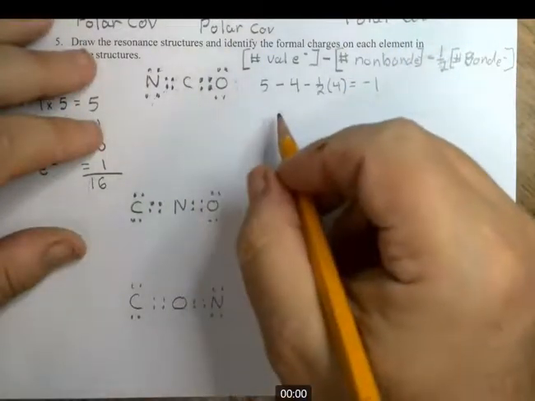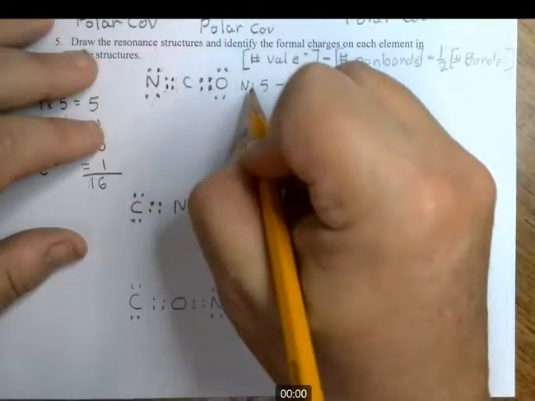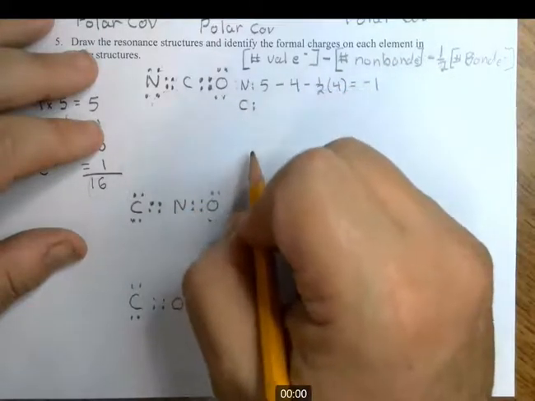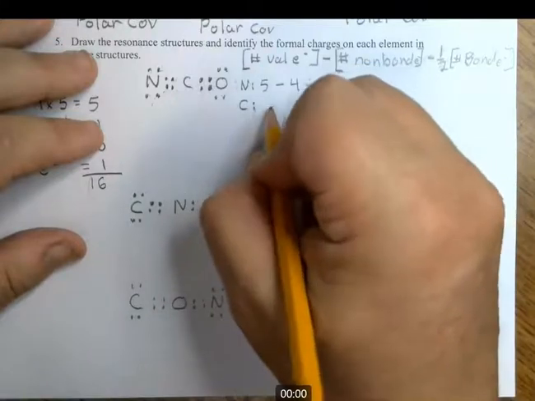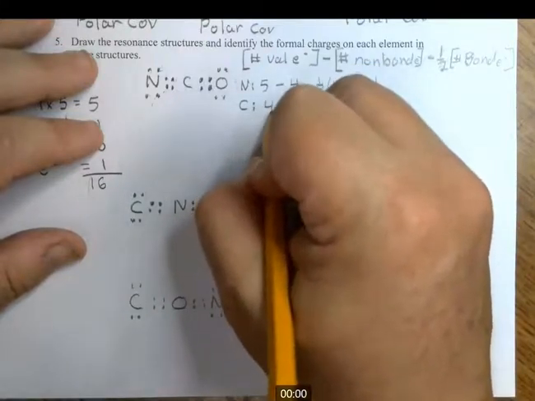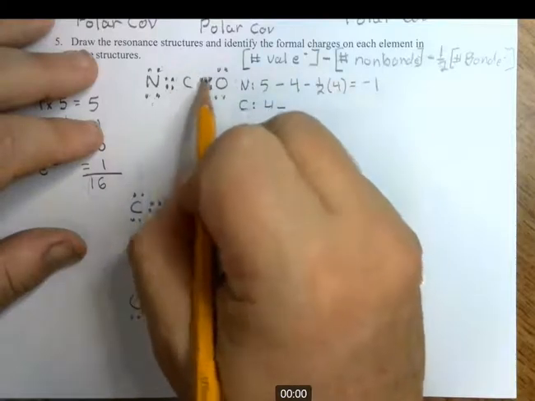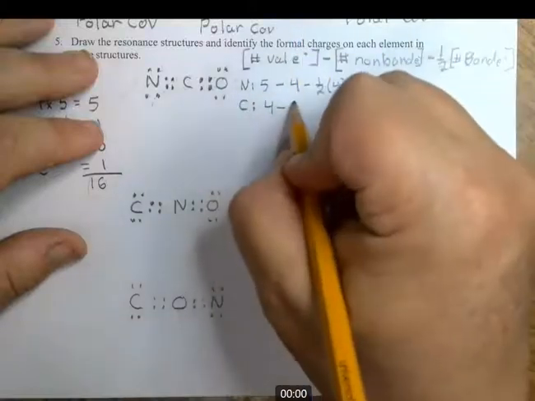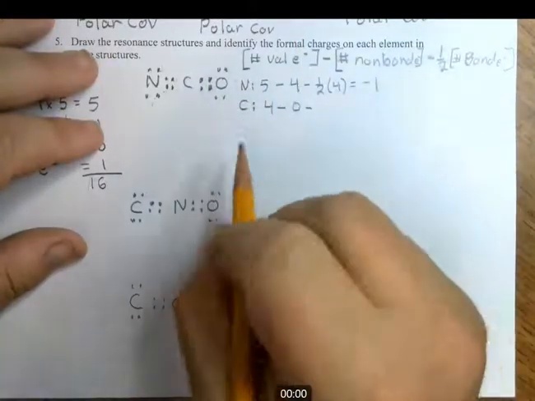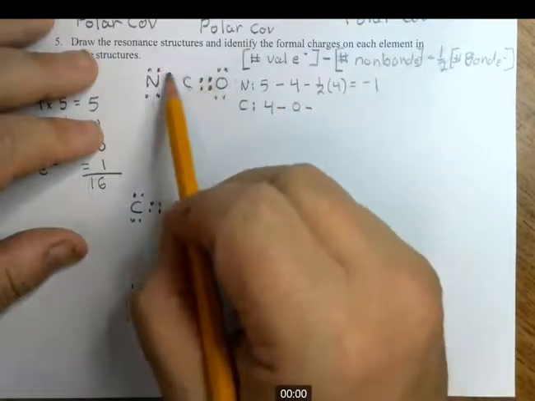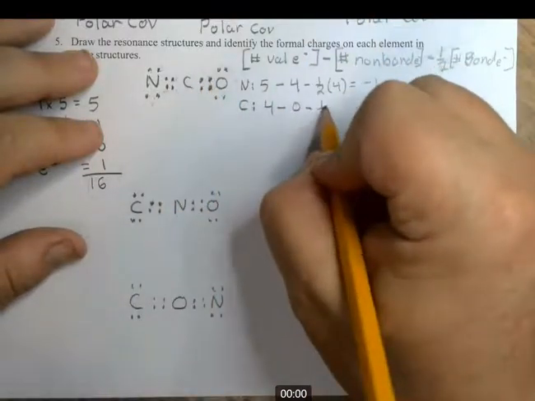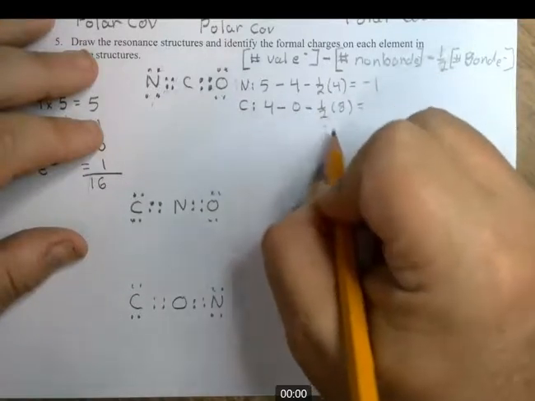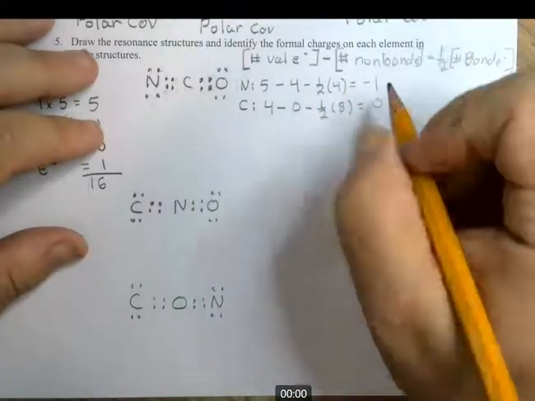Next, let's keep moving. Carbon. Let me write down which one we're doing on each of these. Carbon is right here. These are not electrons, they're just a colon, okay, to separate this. All right, so carbon has 4 valence electrons. None of its 8 electrons are non-bonding. They're all bonding. 4 of them with oxygen, 4 of them with nitrogen. So your non-bonding is 0. And finally, your bonding electrons for carbon, there's 8 of them in all, so you take half of 8. So 4 minus 0 is 4, half of 8 is 4, so 4 minus 4 equals 0.